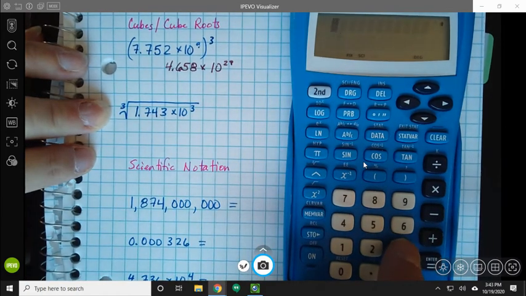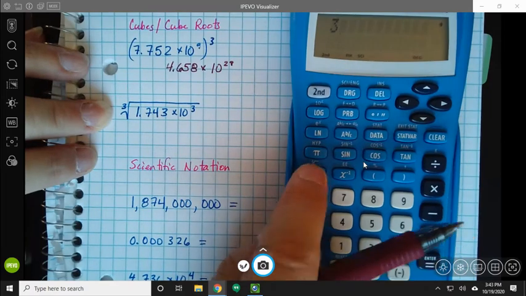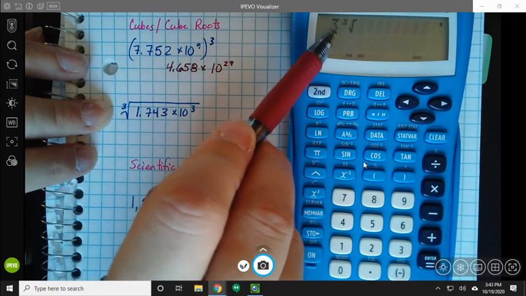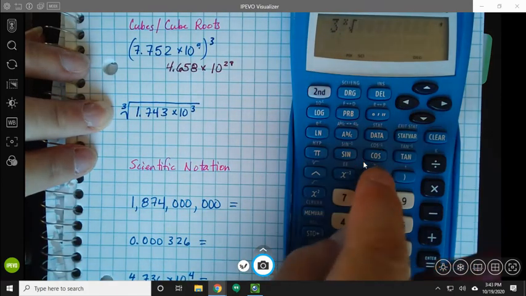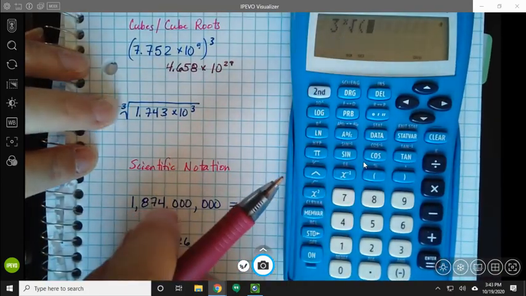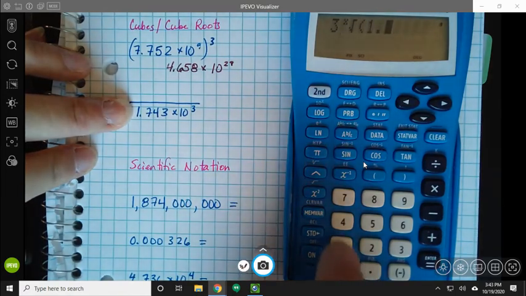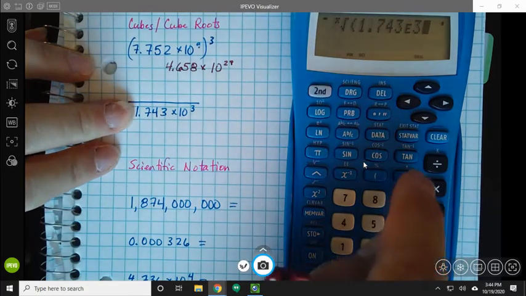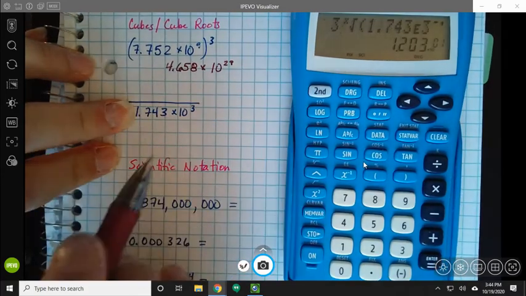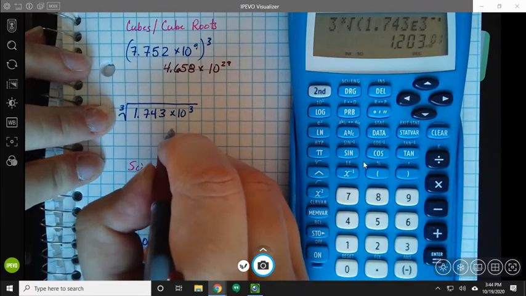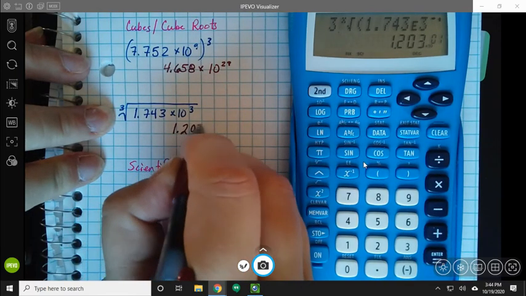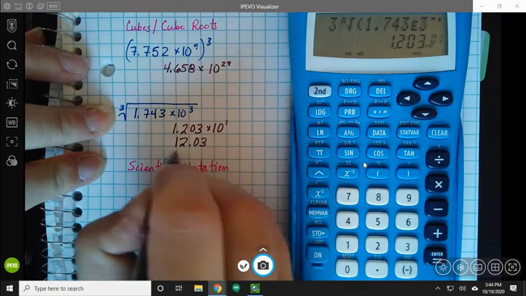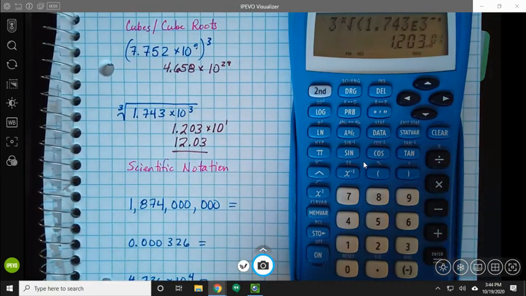So I'm going to say 3, second, caret button. That's telling me what that x is. I put the 3 in first because I want to find the cube root. Then I'm going to put my parentheses in because this one doesn't put the parentheses in. 1.743, second, EE 3, close my parentheses, and hit enter. And I will find that the answer to this is 1.203 times 10 to the first, or 12.03. Okay?